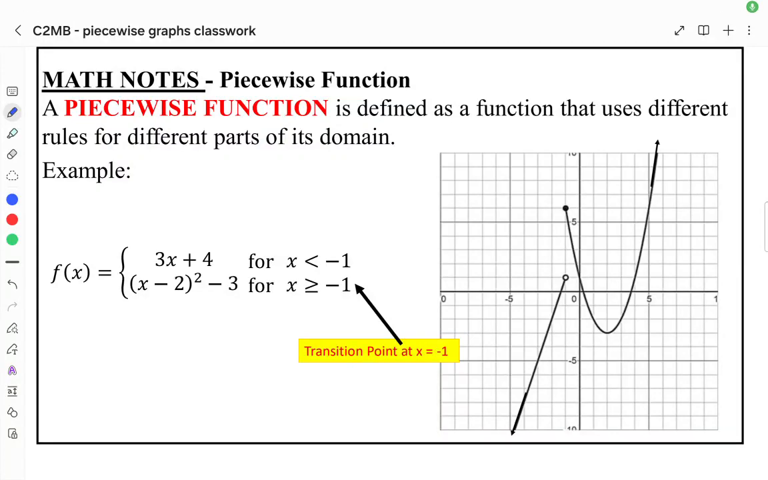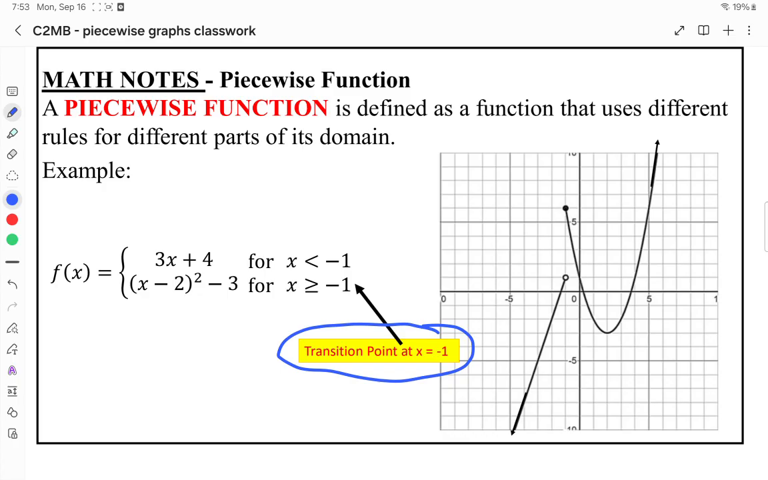Hello everybody. Today we are going to be learning about piecewise functions, specifically how to graph piecewise functions, but also how to tell equations from graphs of piecewise functions. A piecewise function is defined as a function that uses different rules for different parts of its domain. A key part in this example is the transition point that I see highlighted. So a piecewise function has different parts for different parts of the domain.